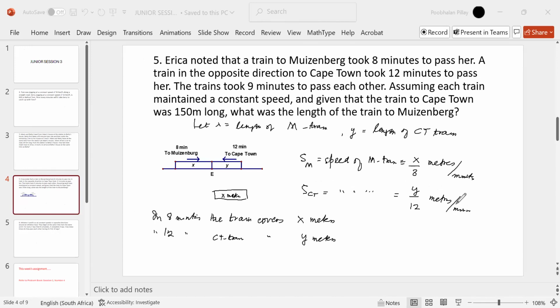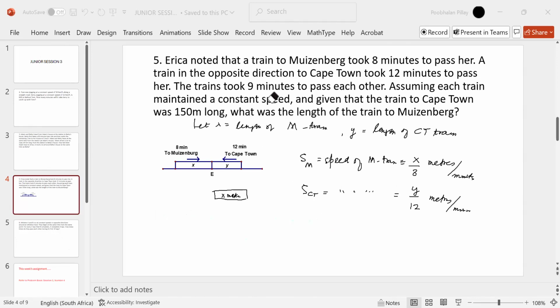I'm just recording the information as I'm reading it. I haven't come to the question yet. I'm just recording the information. This is the way you do mathematics. Do it slowly and systematically. So we've got the information. We translate that information to get the speed of the Muizenberg train, the speed of the Cape Town train.